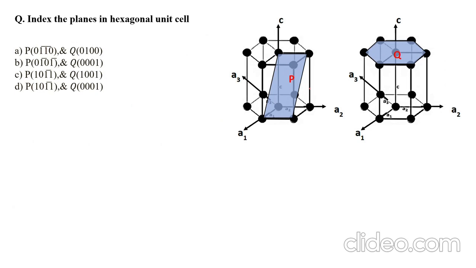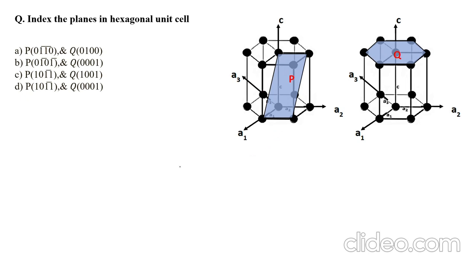Now we have this question that says, index the planes in the hexagonal unit cell. So now you have planes. We were just indexing directions; now we have to index the planes. You are given two planes, P and Q. Can anybody tell me what is the indexing for plane P?